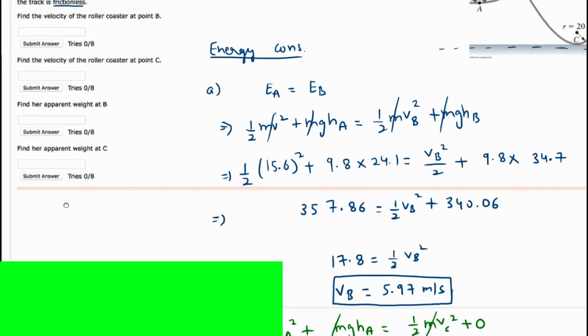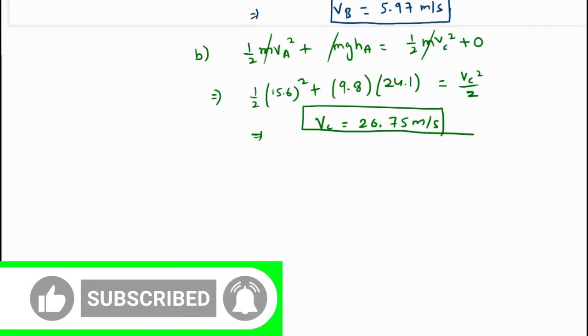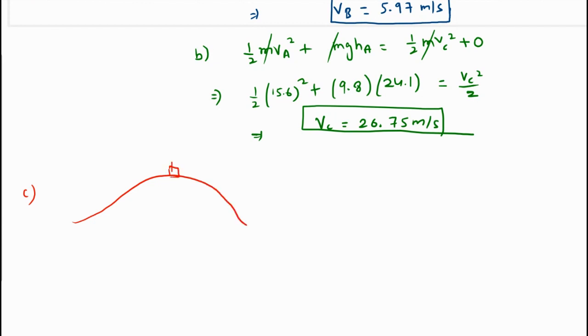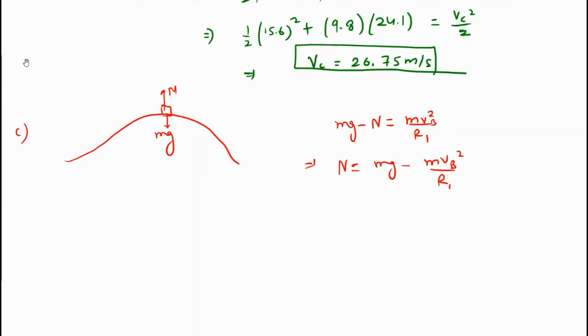In parts C and D, they're asking for the apparent weight at B and C. So basically, they're asking for the normal reaction. That's where a little bit of circular motion comes in. At B, remember it is at the topmost point, and the FBD is going to look like this. So mg minus N will be the net force towards the center, which is m v_B square over r. So the normal reaction is mg minus m v_B square over r, or let's call it r1 because that's the upper radius. We just have to substitute the value. r1 is given in the figure.